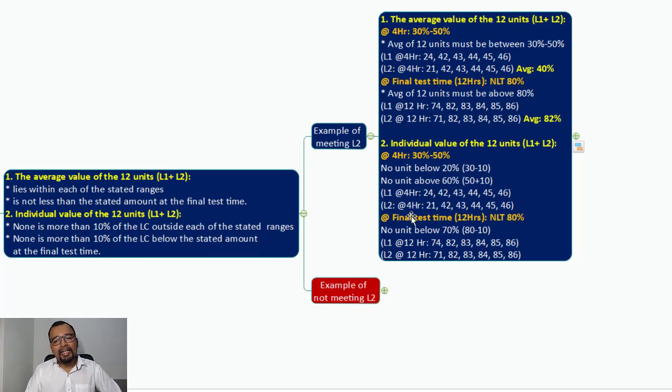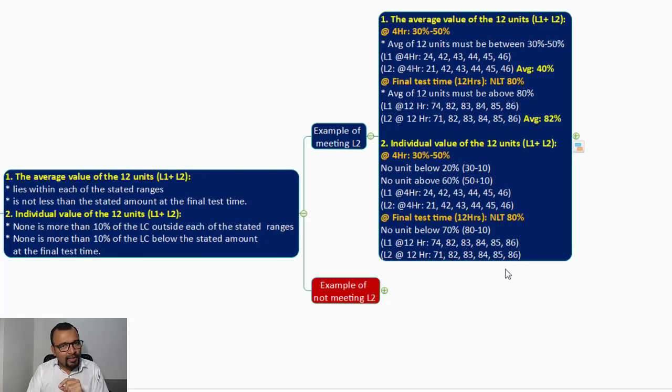Let us understand the final test time points, the results. Before we talk about the result, let us understand the limit now. So no unit must be less than 70%. 80 minus 10% becomes 70%. So no unit must be less than 70%. And here is the data. At L1 stage, we have 74, 82, 83, 84, 85, 86% results. And at L2 stage, we have 71, 82, 83, 84, 85, and 86% drug release.